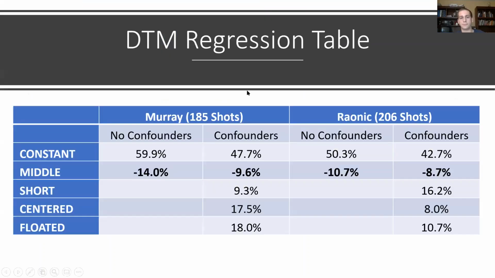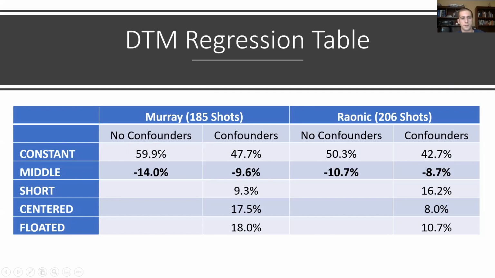Regression table. This is pretty much the exact same regression table as the previous one. The only difference is the numbers are different now because I changed this variable. This is no longer approach. This is now hitting down the middle. Short, centered, floated, these are the confounders. Down the middle is the main independent variable. We have this constant in here. Once again, constant is the player's win probability when none of the other variables in the regression are true.